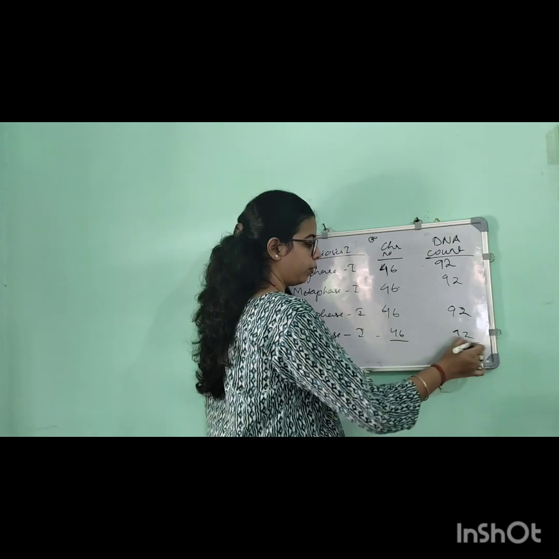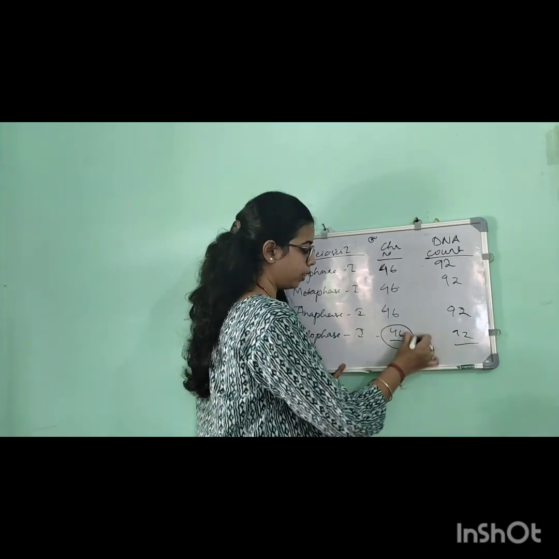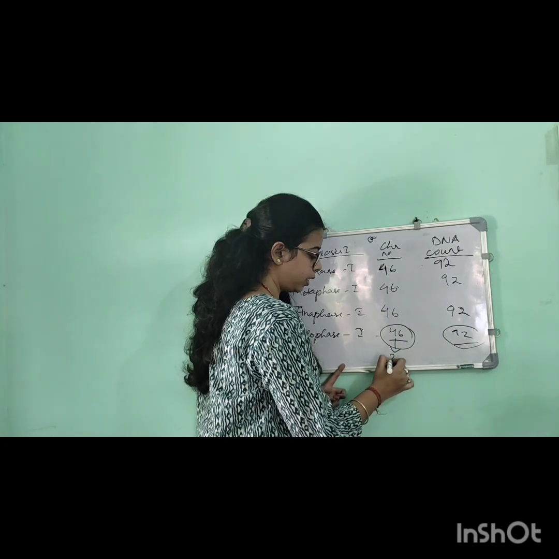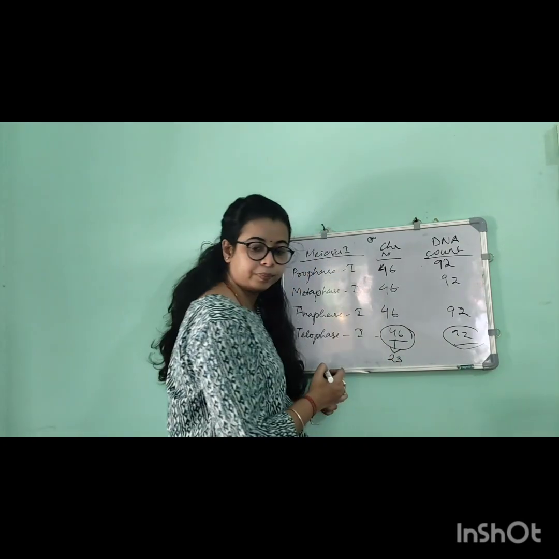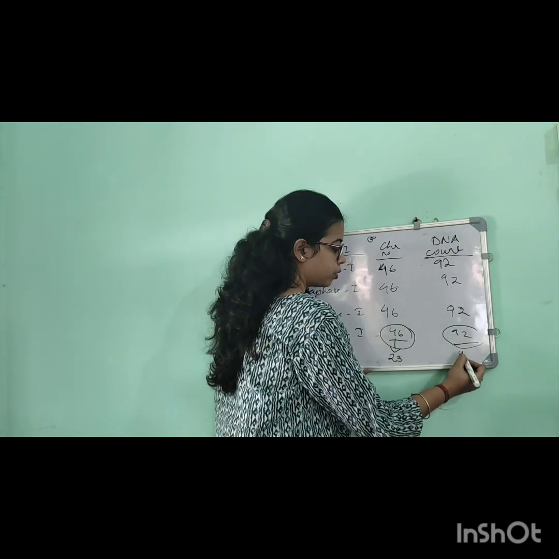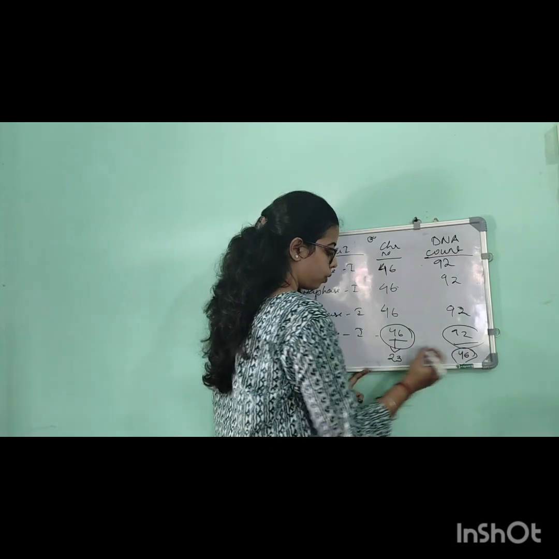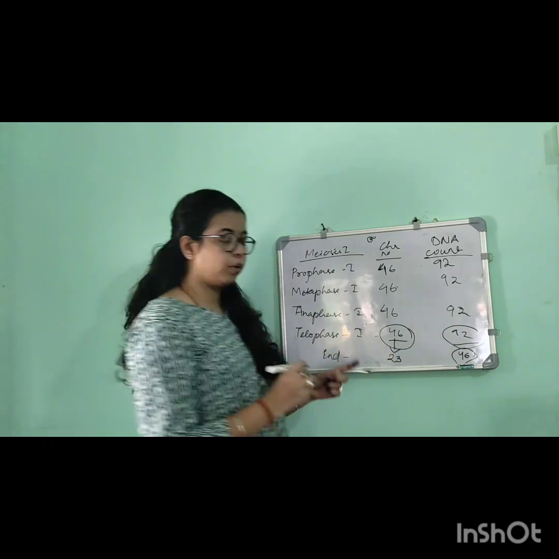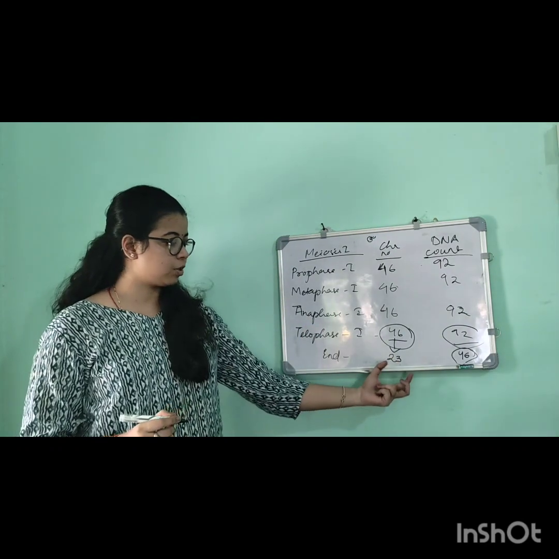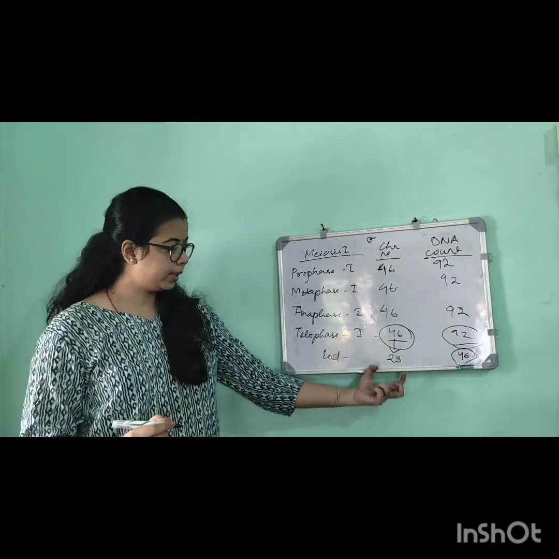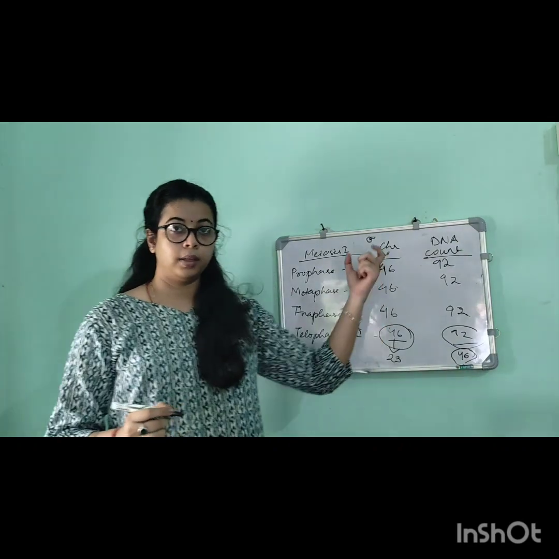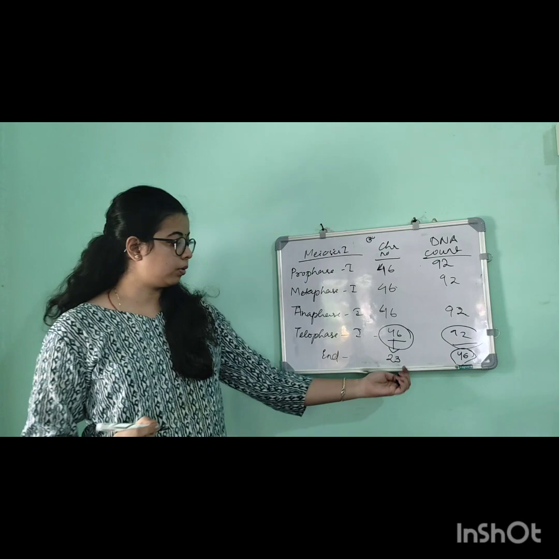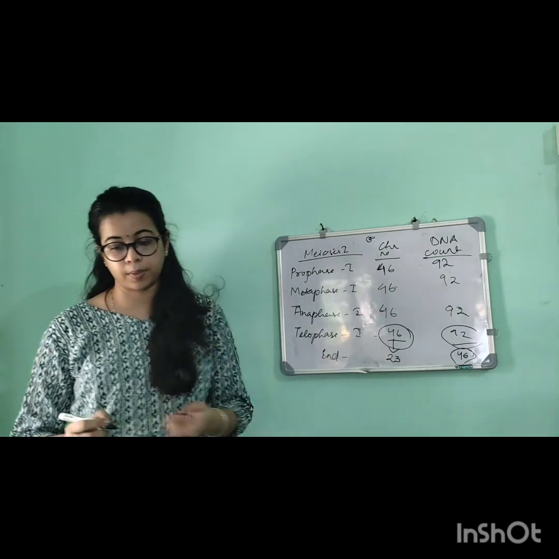By the end of telophase, after telophase is over, you know that 2 daughter cells will be formed. That is, the 46 will be reduced to 23, and the 92 will be reduced to 46. So by the end of telophase 1, 2 daughter cells will be formed, each carrying 23 chromosomes and 46 DNA. So this is known as meiosis 1, the reductional division.